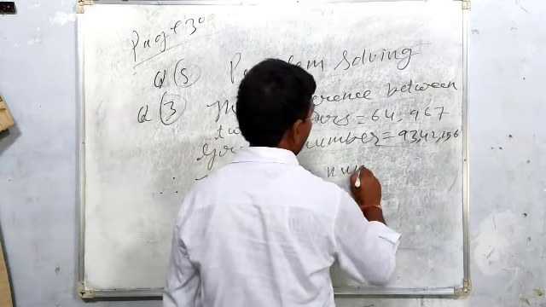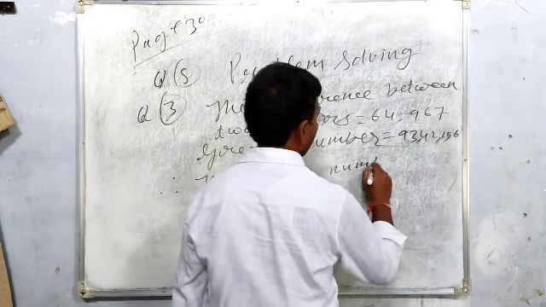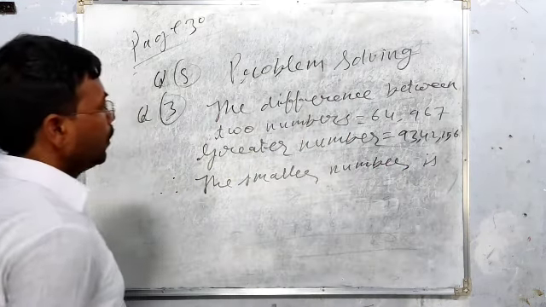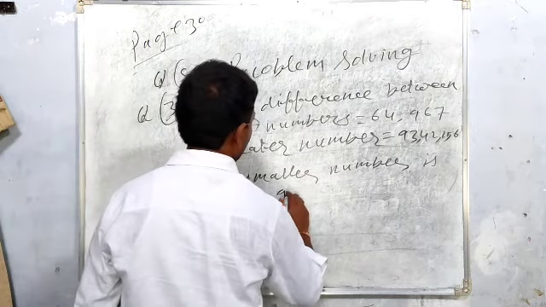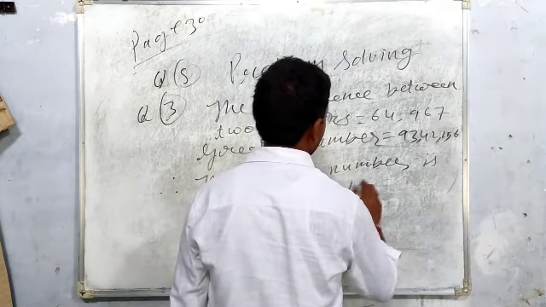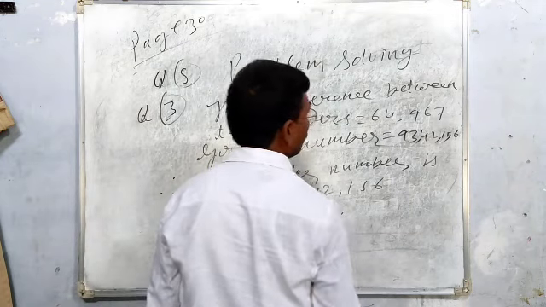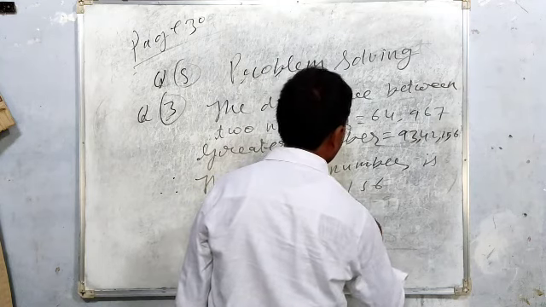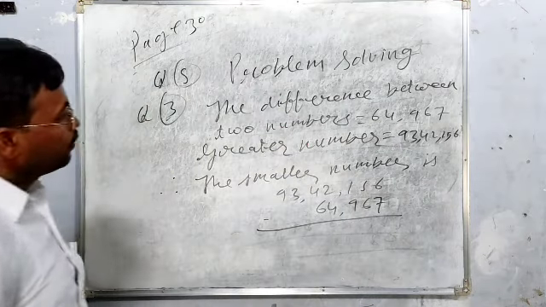the smaller number. And the smaller number is, you can arrange and subtract: 93 lakh 42,156 minus 64,967. Now subtract it.